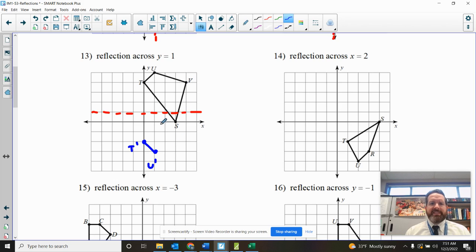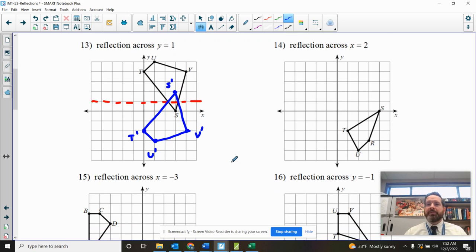V, 3 spots up. Notice how it's directly across from T. That means that V prime is going to be directly across from T prime. Make sure that you're lining these up, though, vertically. Some folks accidentally get off a space or two, so make sure you're counting carefully. S is currently 1 unit below the reflection line, so S prime should be 1 unit above that reflection line. And when you're finished, give it a look. You should see that roughly same shape going above and below.